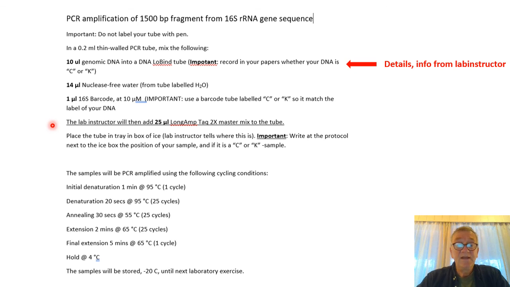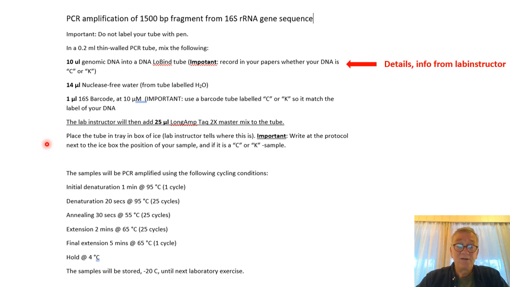So when this is mixed, you will place your PCR tube in a specific tray in a box, and I will show you where it is. And as I said, don't write anything on your tube, but at the piece of paper beside this box, you will write down where in the tray your sample is located. You will need it when we are going to sequence this later.